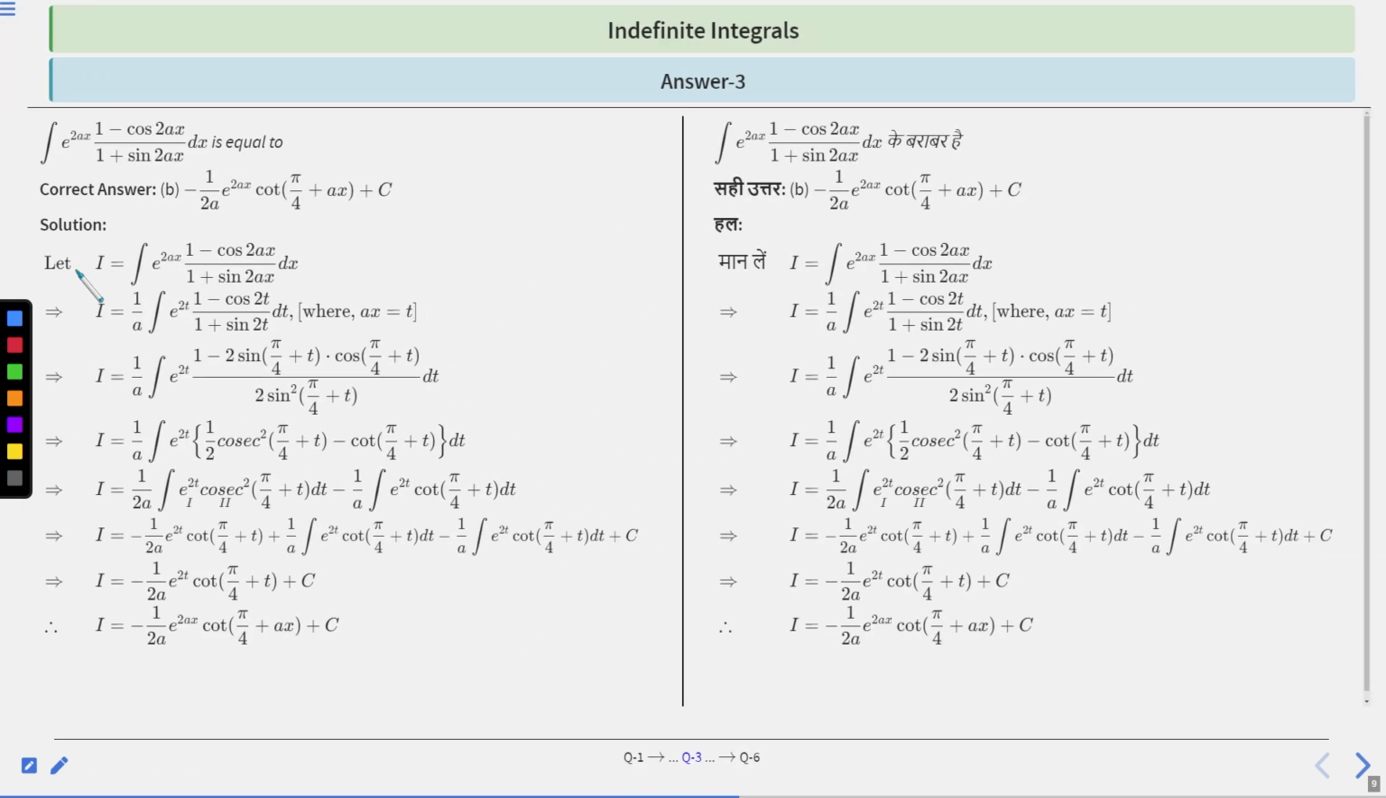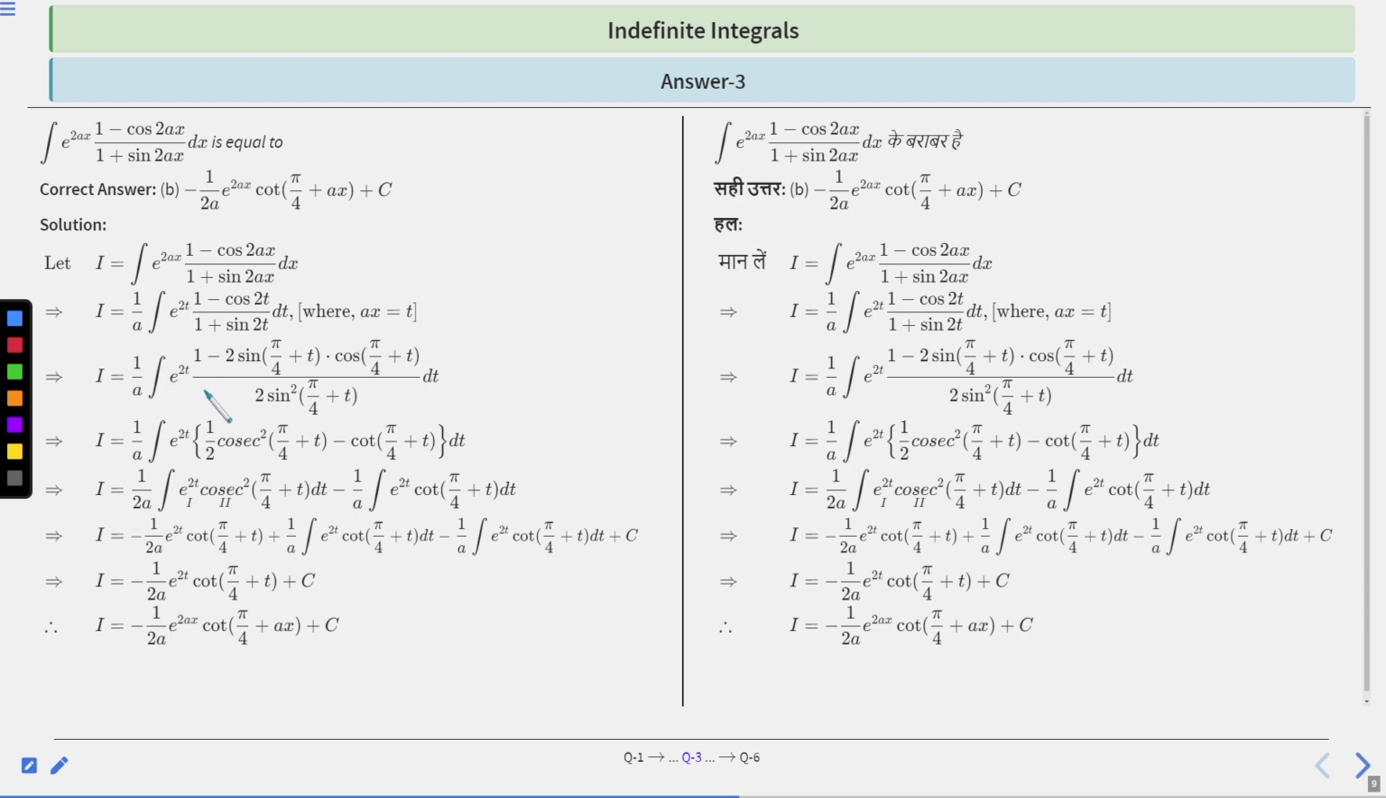Okay. So let's move to the solution part. I is equal to the integration of e to the power 2ax into (1 minus cos 2ax) upon (1 plus sin 2ax) dx, which is equal to 1 by a times the integration of e to the power 2t. Suppose we take ax is equal to t. Therefore, I is equal to 1 by a times the integration of e to the power 2t (1 minus cos 2t) upon (1 plus sin 2t) dt, because we have assumed ax is equal to t.